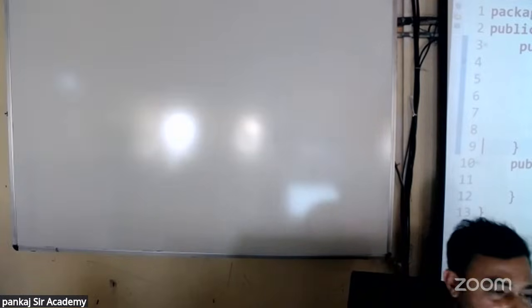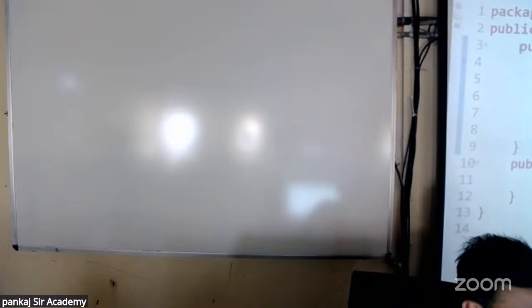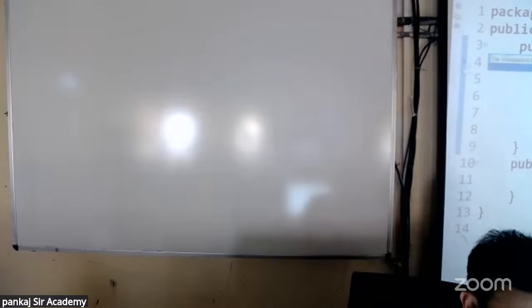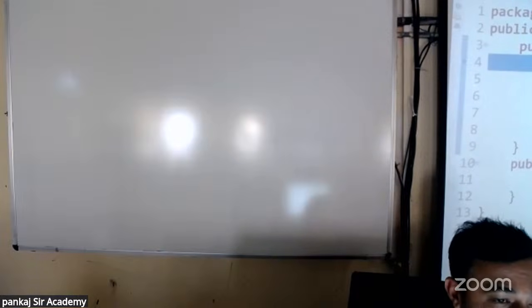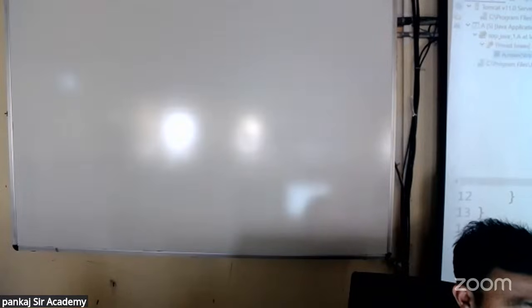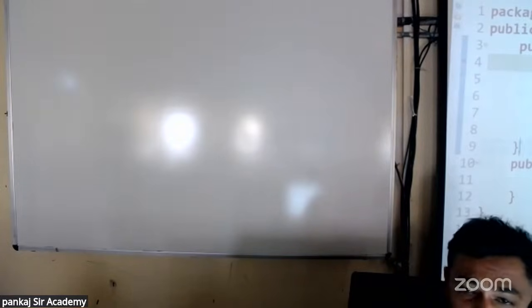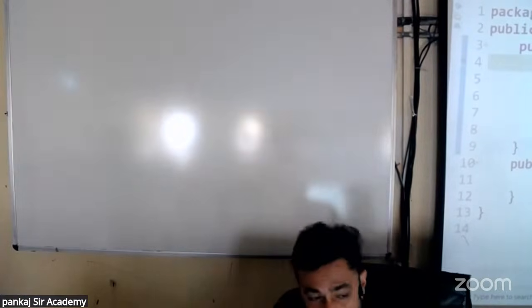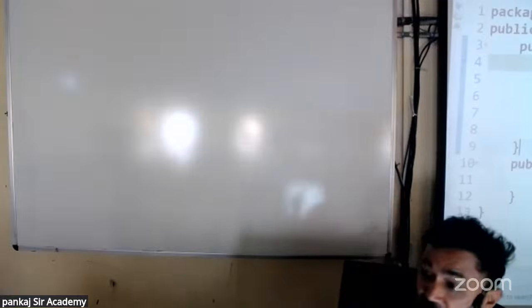Firstly, I know that the program starts with the main method, so I'll put one breakpoint here. You can see one small dot, a small bubble sort of a thing. Once I put that and click on this bug icon, our application will start and stop at this line 4. Has it stopped? Yes. From here, debugging will help us analyze the code line by line.